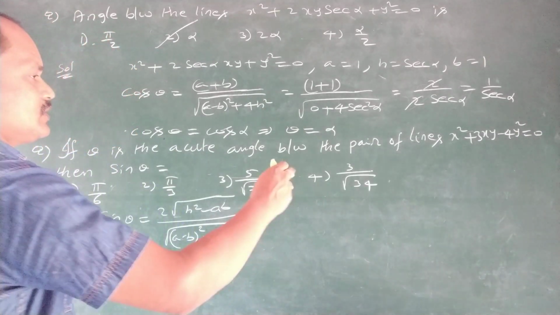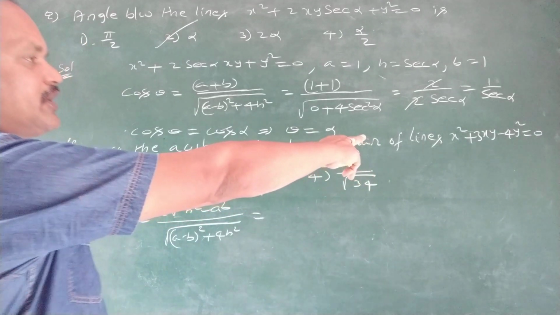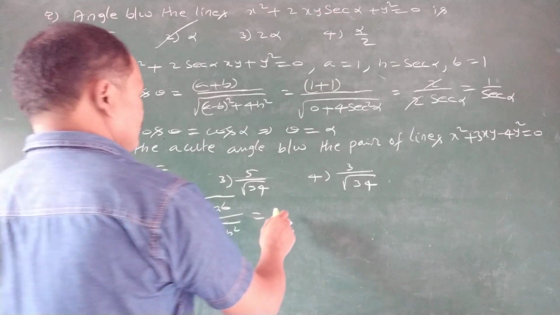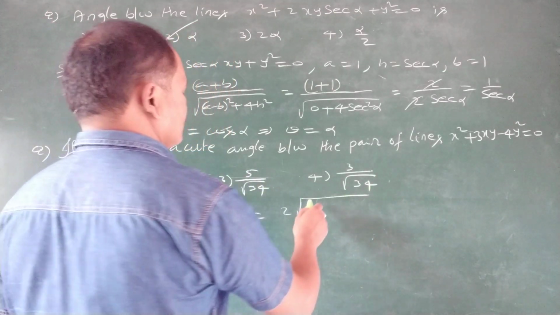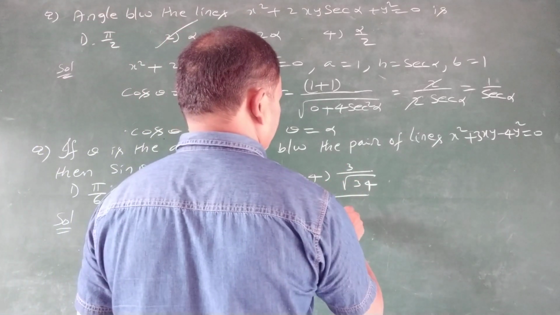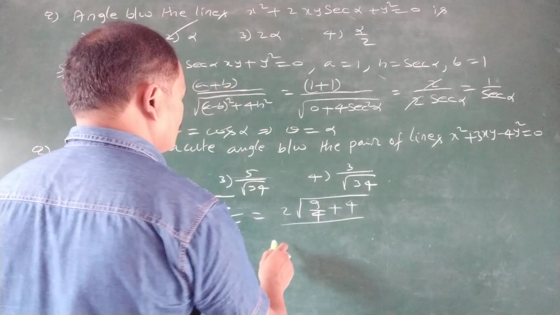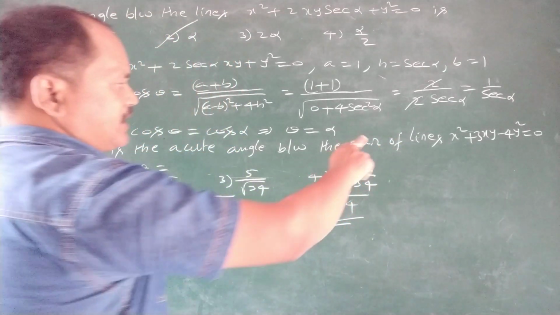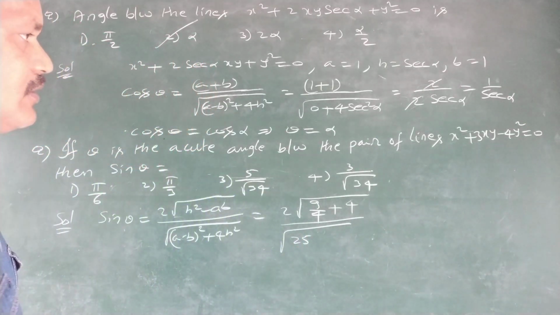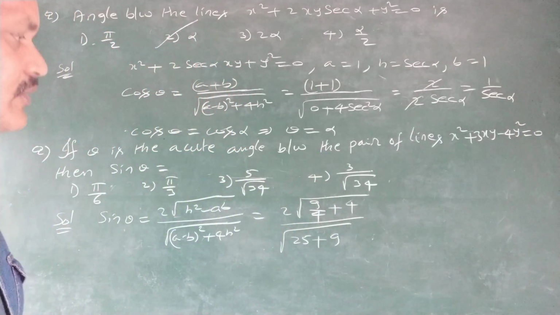Substitute here. From the given equation, a is equal to 1, h is equal to 3 by 2, that means 2h is equal to 3, and b is equal to minus 4. That's why 2 times root of h square. h square is 9 by 4, since 3 by 2 whole square. 9 by 4 minus ab, minus minus plus ab, is 4, by root of a minus b whole square. a minus b is 1 plus 4, that is 5, so 25. A minus b whole square is 25 plus 4h square.